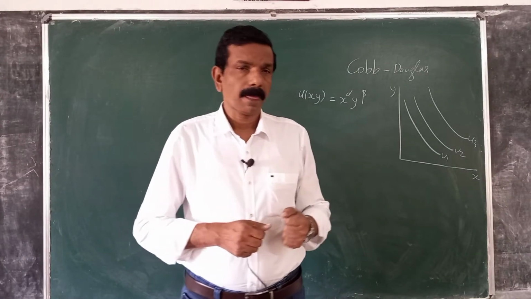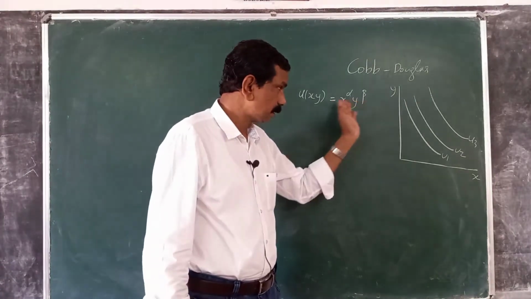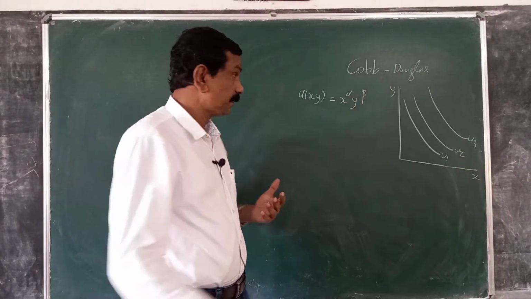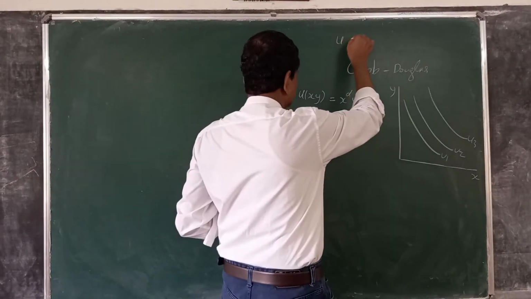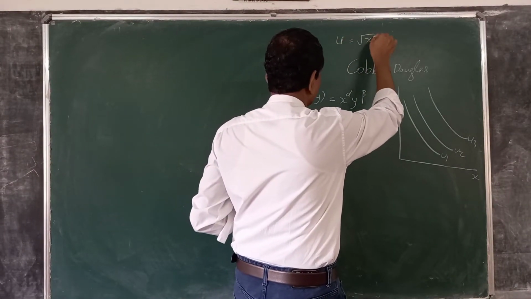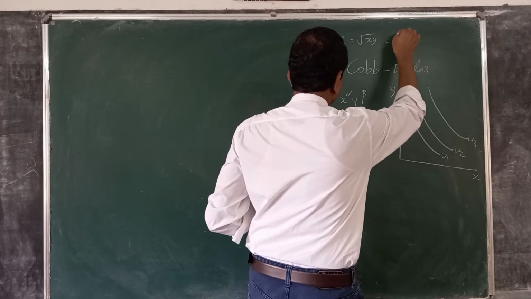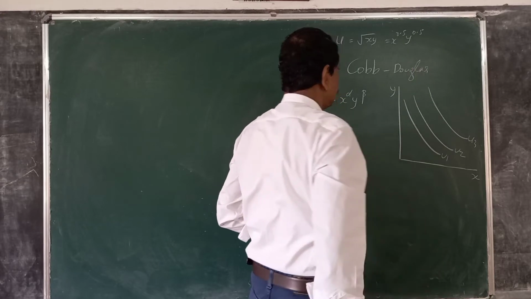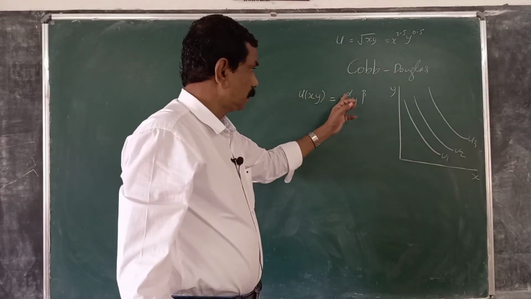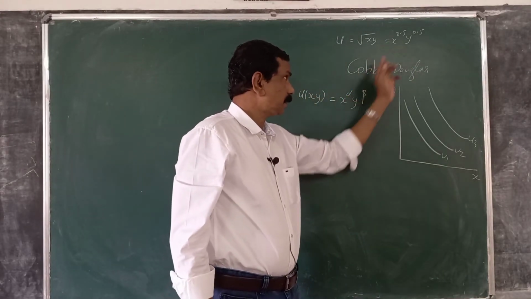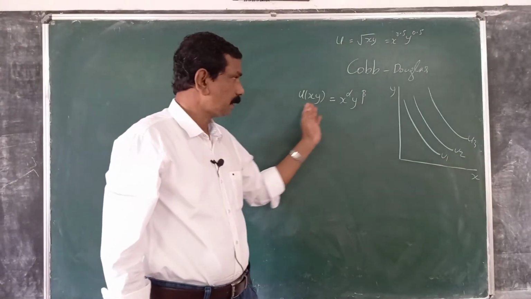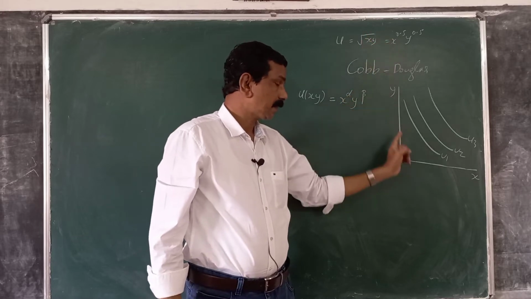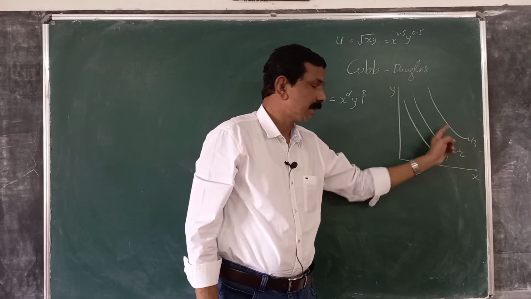Remember this. This is a general shape of a specific type of utility function we have discussed earlier. U is equal to root xy, that is x raised to 0.5, y raised to 0.5. This was a special case where alpha is 0.5, beta is also 0.5. This is the general case, and we have shown that this utility function generates indifference curves having this shape.